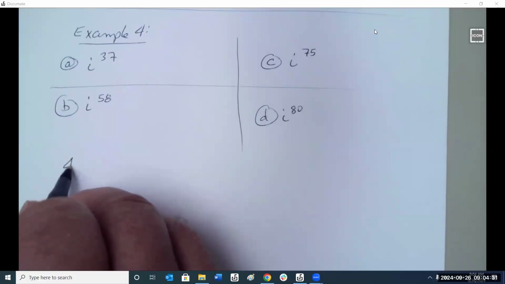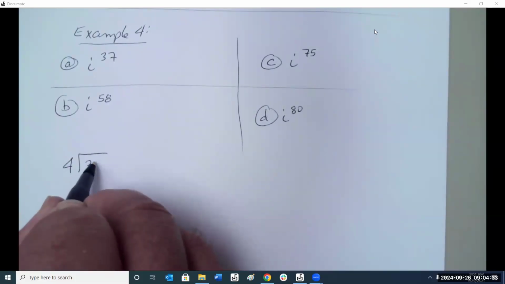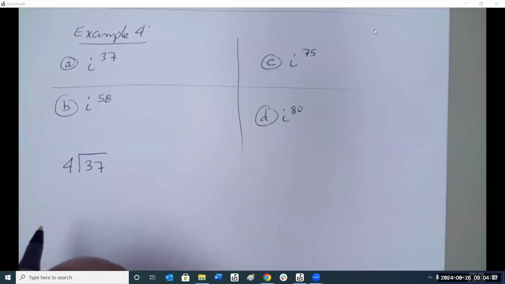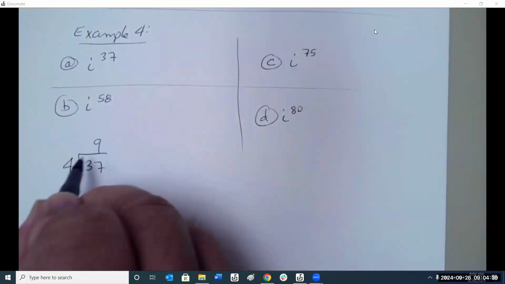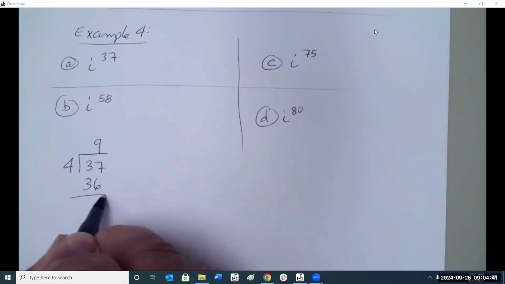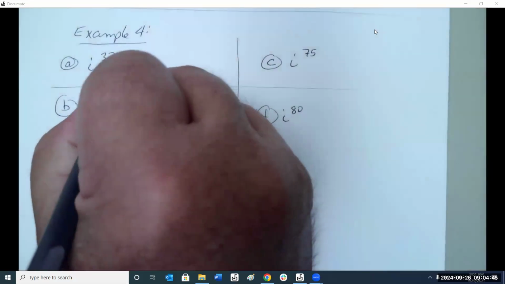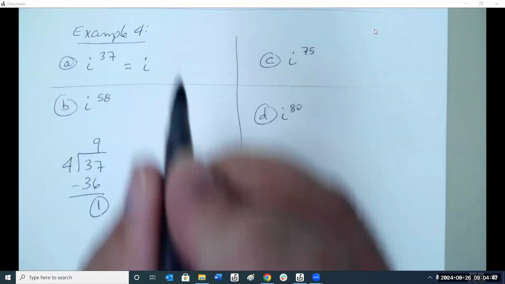So for the first one, 4 goes into 37 how many times? 9. 9 times 4 is 36. Remainder is 1. So it's just i.